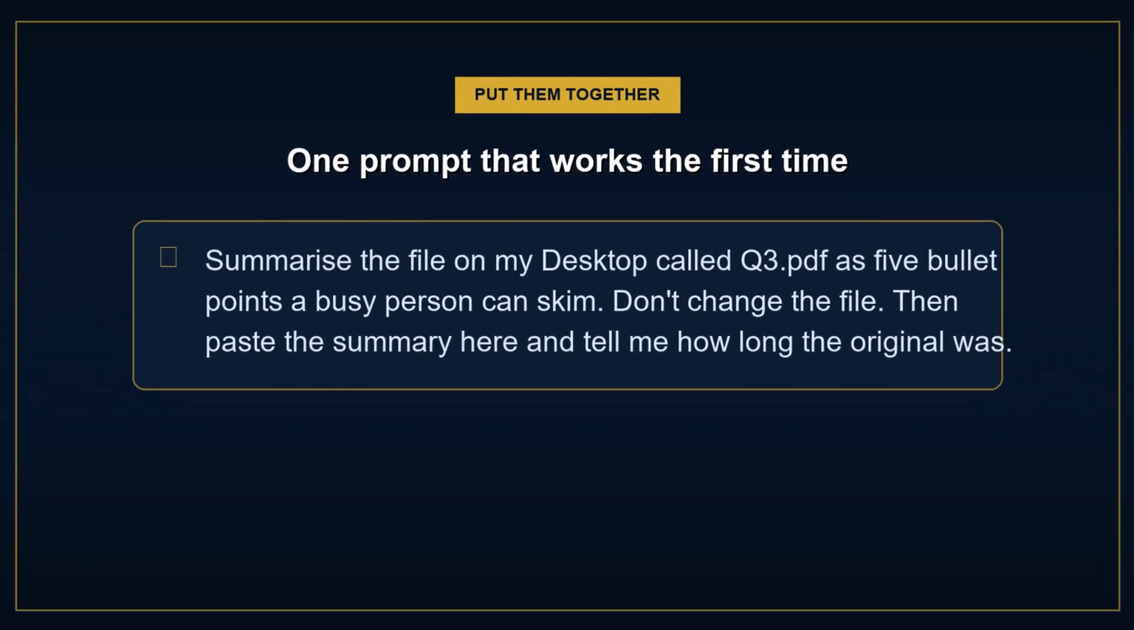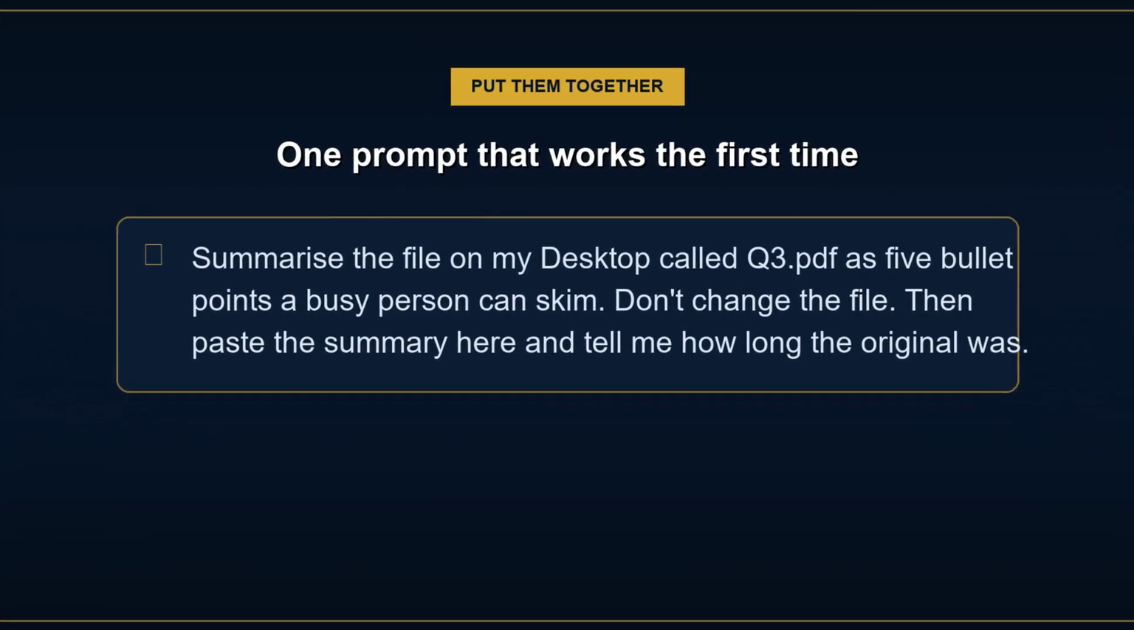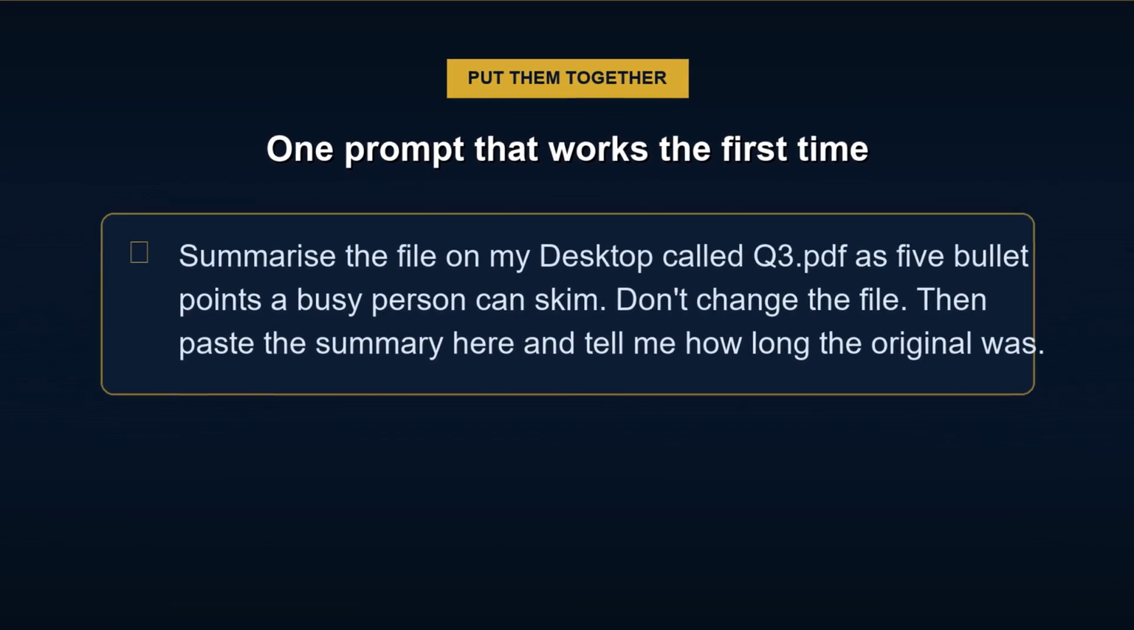Now put all 5 together and you get a prompt that works the first time. "Summarize the file on my desktop called q3.pdf as 5 bullet points a busy person can skim. Don't change the file. Then paste the summary here and tell me how long the original was." Goal, facts, shape, guardrail, proof, all in one natural sentence.